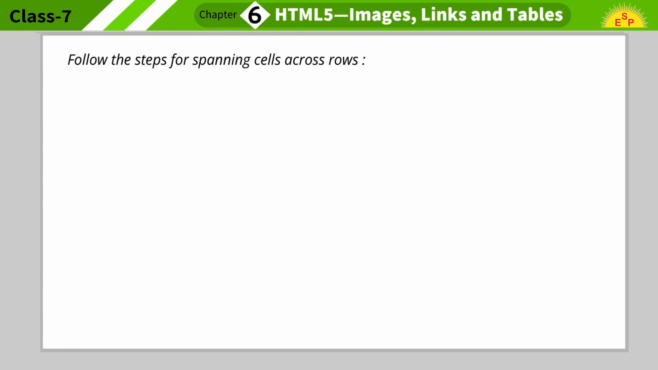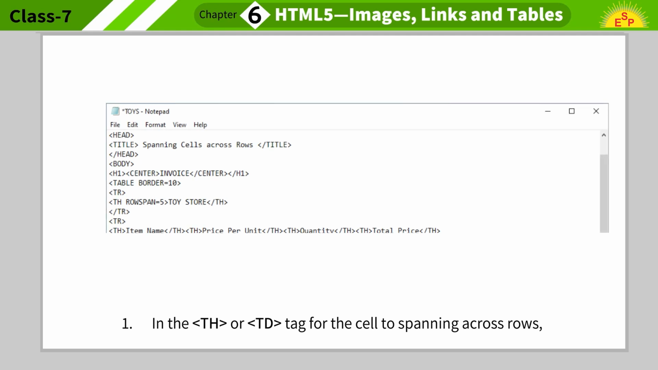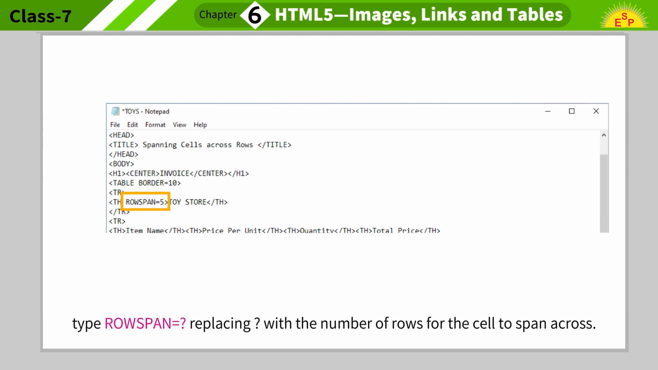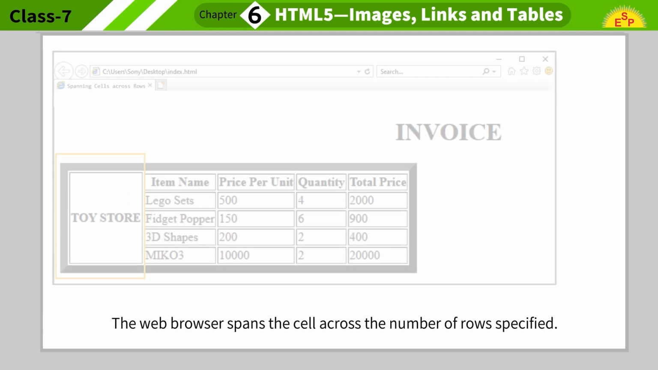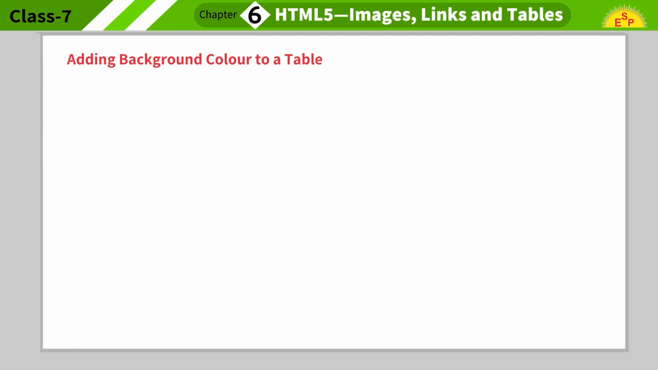Follow the steps for spanning cells across rows. Step 1. In the TH or TD tag for the cell to span across rows, type rowspan equals, replacing with the number of rows for the cell to span across. The web browser spans the cell across the number of rows specified.